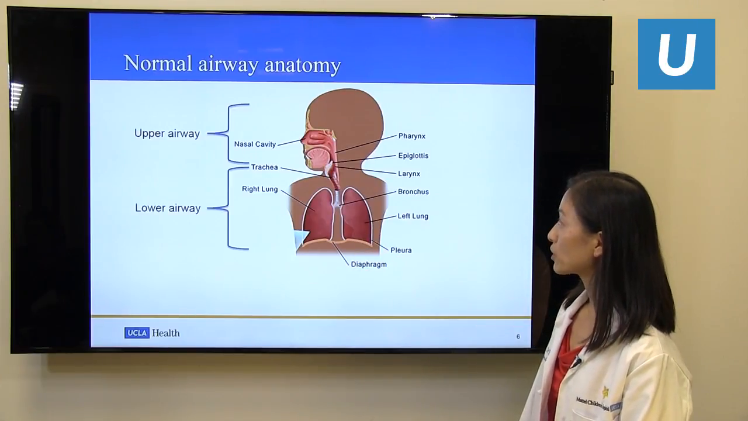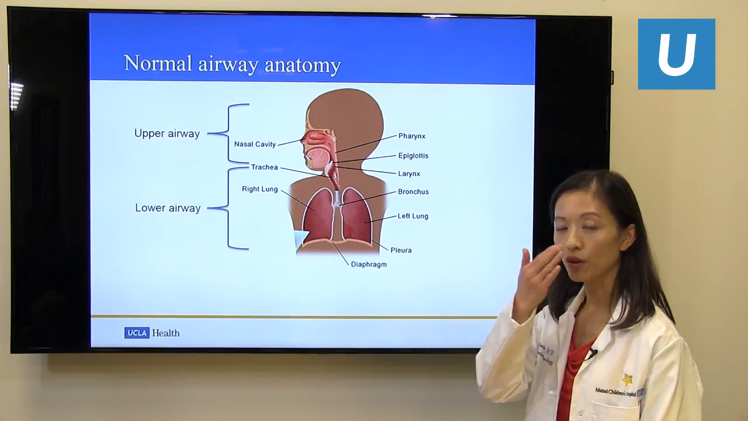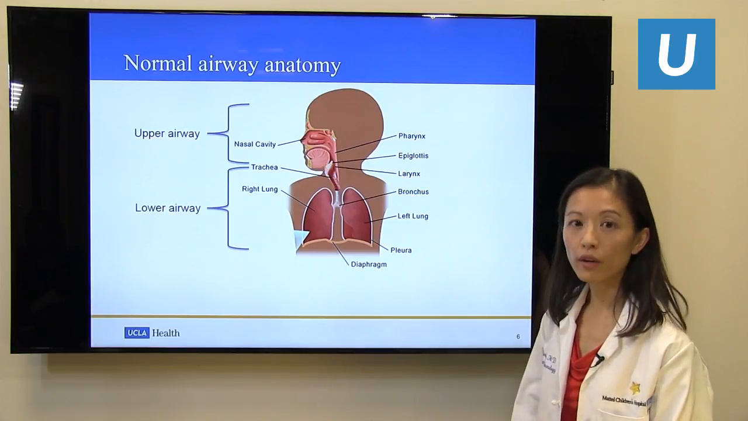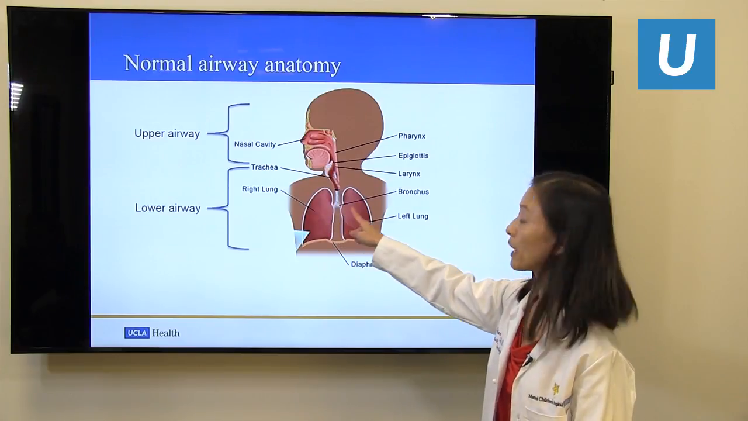The airway is also divided into upper and lower airways, with the upper airways making up the nose and the mouth, the pharynx and the larynx, and then the lower airways making up the trachea, the main windpipe, and the right and the left side of the lung.